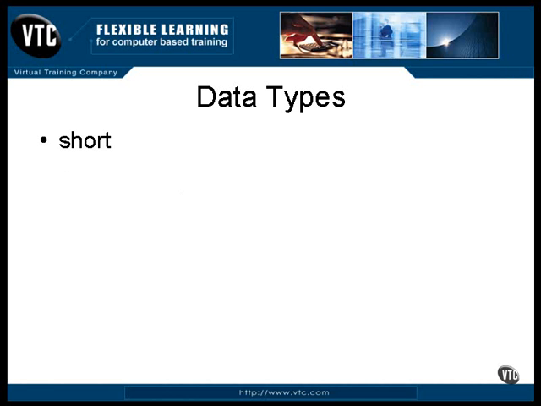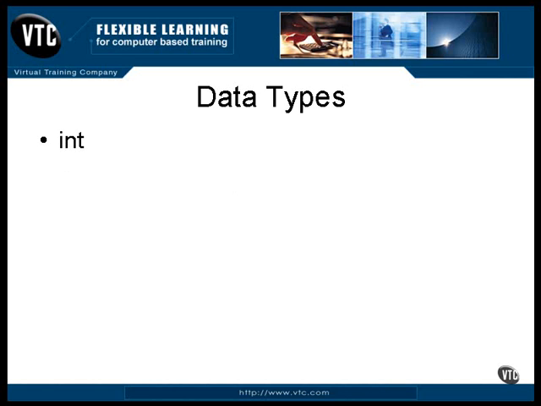A short data item is also an integer value that is 16 bits long. However, it is a signed integer value. The values range from the negative number 2 to the 15th to the positive number 2 to the 15th minus 1. That's minus 32,768 to 32,767.